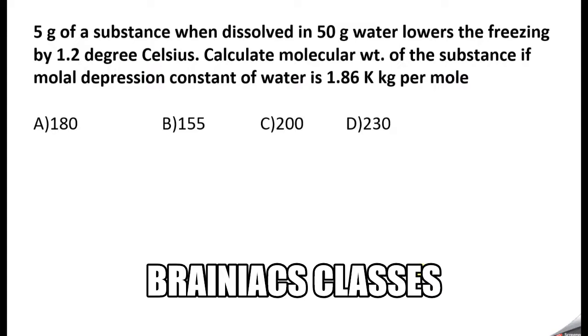So, we have a new question in front of you. This is from the chapter Solutions. 5 gram of a substance when dissolved in 50 gram of water lowers the freezing point by 1.2 degrees Celsius. Calculate the molecular weight of the substance if the molar depression constant of water is 1.86 Kelvin kilogram per mole. So how to do it?